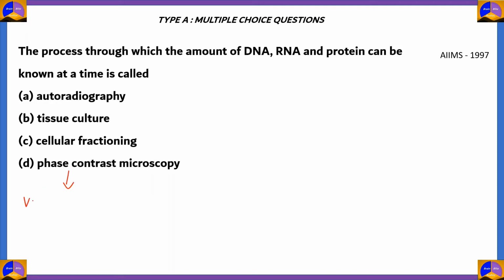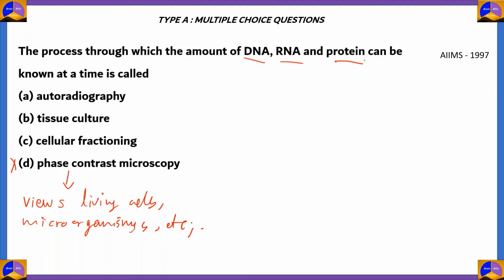What does this do? It views living cells, microorganisms, etc. So that means option D is incorrect. The reason is that phase contrast microscopy does not have enough resolution to view DNA, RNA, and protein to its constituent layers. So therefore, option D is incorrect.